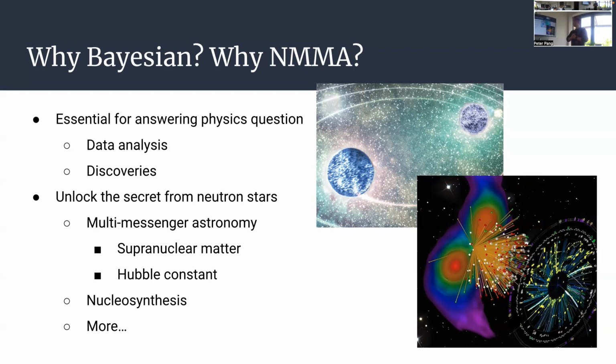For us, we are using it for a more specific case. We want to use it to unlock secrets from neutron stars and astrophysical events. For instance, with multi-messenger astronomy, we could look into properties of supranuclear matter in neutron stars, or we can measure the Hubble constant to see how fast the universe is expanding. Or we can also look into nucleosynthesis to see how elements are created, like from kilonovae, how they're distributed around the ejecta, and so on. But of course, it's much more than what I'm showing here.